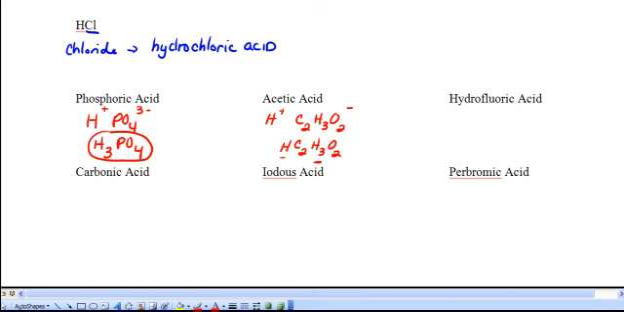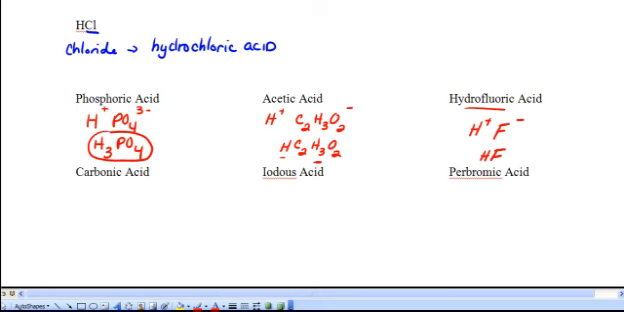Now, hydrofluoric acid, on the other hand, anything hydro-acid comes from a monatomic anion or an IDE ending. It doesn't actually have to be monatomic as long as it's an IDE ending. Hydrofluoric comes from the fluoride ion. So when you combine that with hydrogen, it's simply going to be HF, hydrofluoric acid.